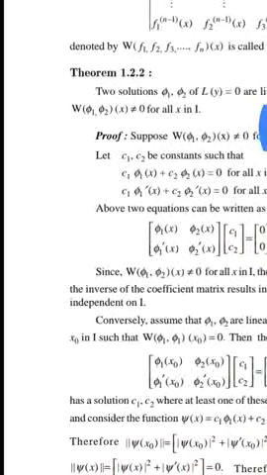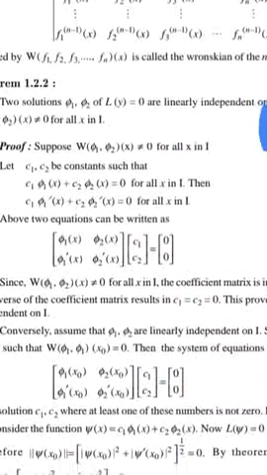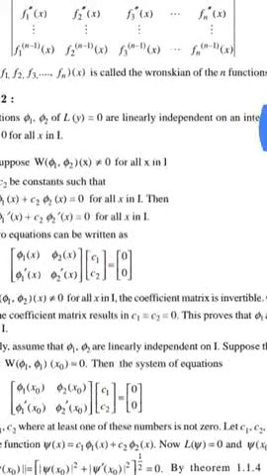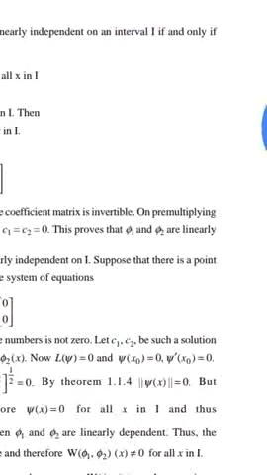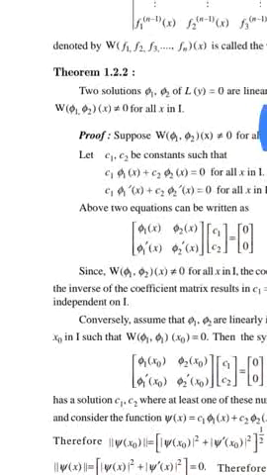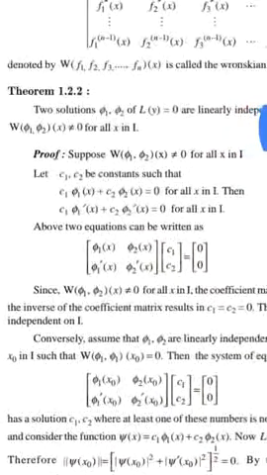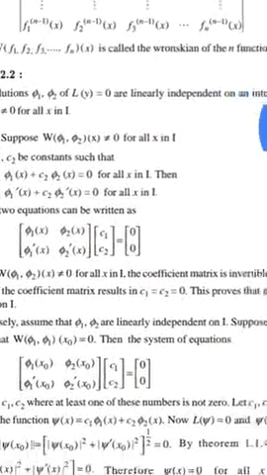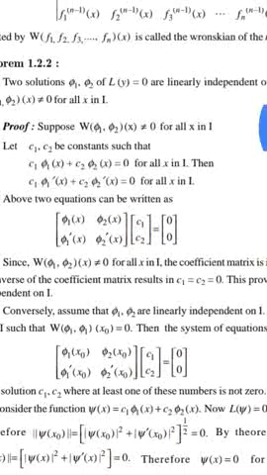Next theorem. Two solutions phi1 and phi2 of L(y) equal to 0 are linearly independent on an interval I if and only if W(phi1, phi2)(x) is not equal to 0 for all x in I. Suppose W(phi1, phi2)(x) is not equal to 0 for all x in I. Let c1, c2 be constants such that c1 phi1(x) plus c2 phi2(x) is equal to 0 for all x in I.